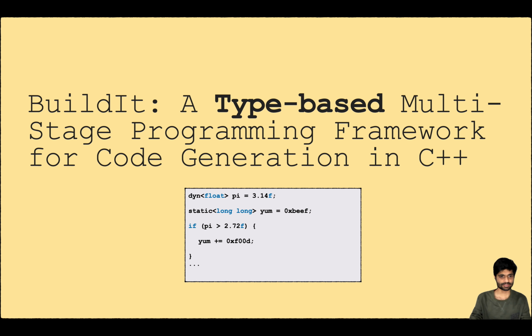The next keyword is type-based. In the context of multi-stage programming, this means that BuildIt uses the declared types of variables and expressions to decide which stage they will be evaluated or bound in. Here, I have shown examples of two different types being used to declare variables to be evaluated in two stages.